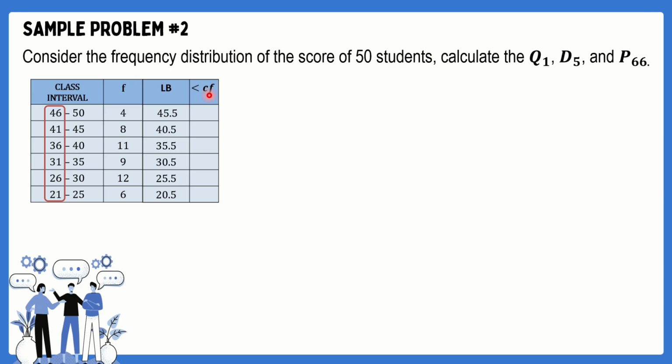And for the less than cumulative frequency, let's begin with 6. We start with 6 here. So we have 6, and then 6 plus 12, we have 18, 18 plus 9, we have 27, 27 plus 11, 38, 38 plus 8, 46, and 46 plus 4 is equal to 50.